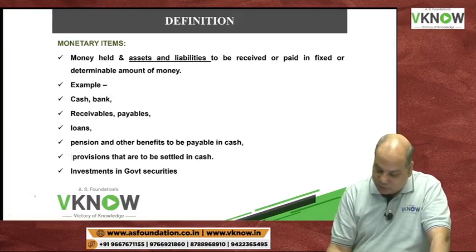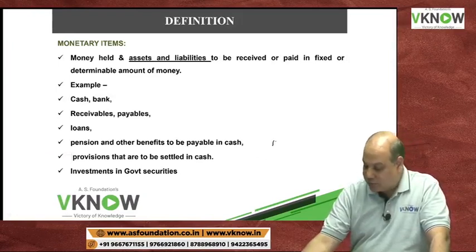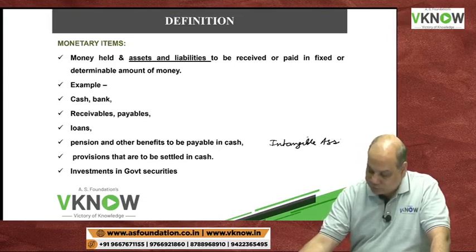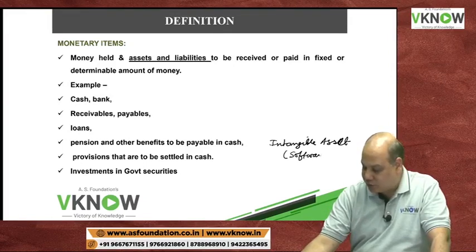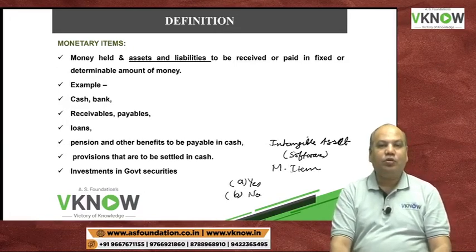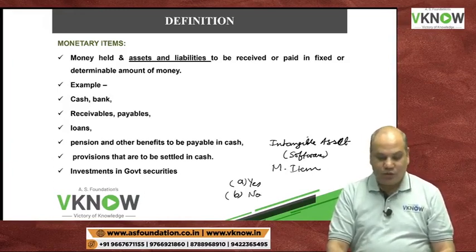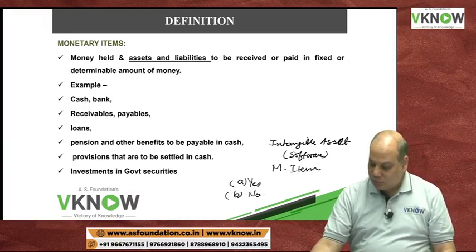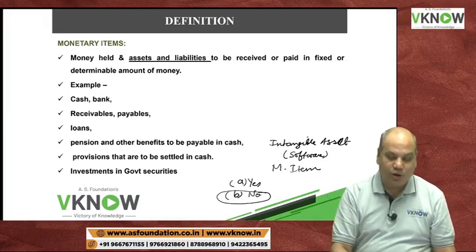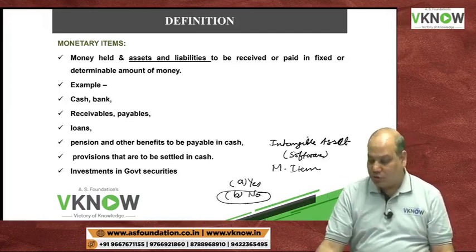Okay, one more, then I will go to next paragraph. Whether intangible asset, like software, whether intangible asset, for example, let us say software, is it a monetary item? Quickly answer yes or no. So the answer for this is also no. Software, there is no fixed or determinable amount. It can go up, it can go down. So this is also a non-monetary item.